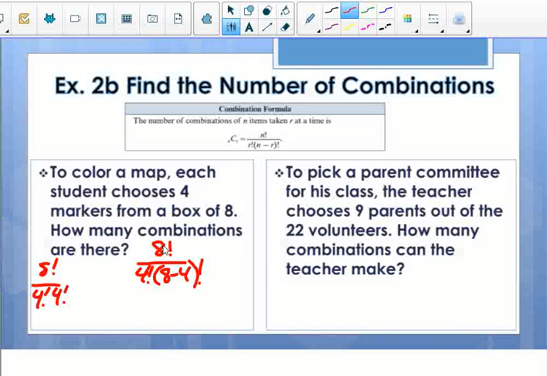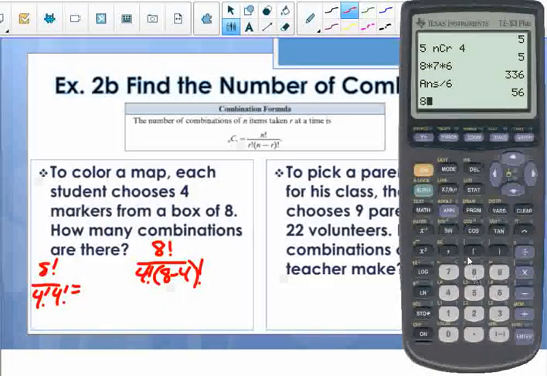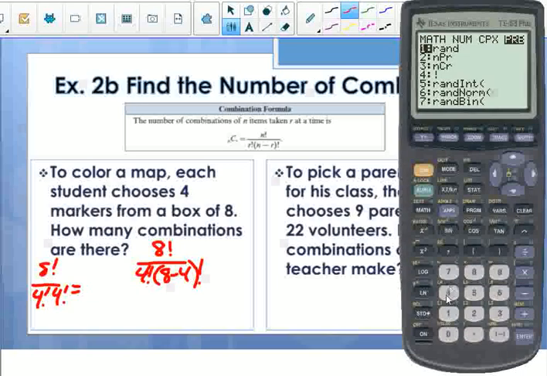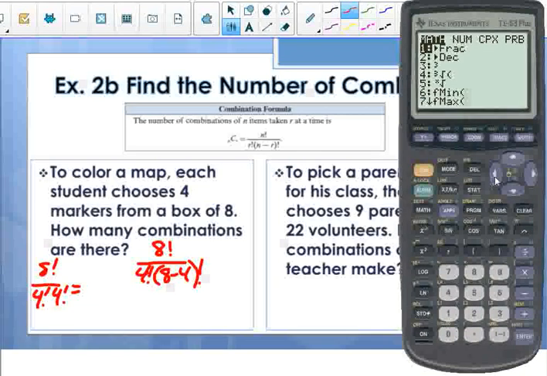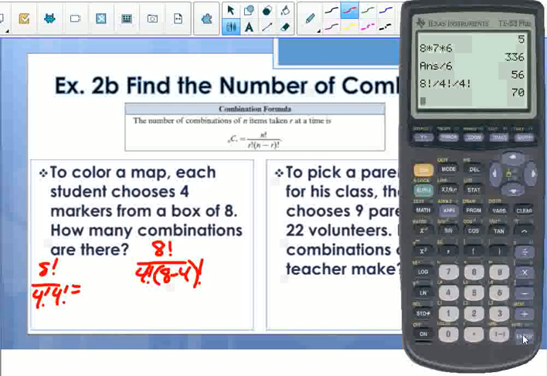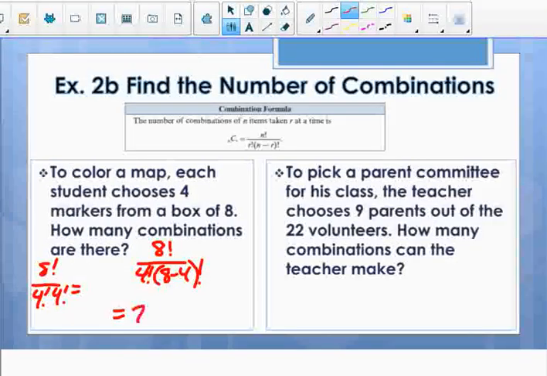Now, do not add 4 plus 4 and say 8. 8 factorial divided by 8 factorial is 1. Don't do that. Okay? This is really saying 8 times 7 times 6 times 5 times 4 and so on. So a quicker way to solve this one on our calculator, we'll just do 8, hit math button, number 4, divided by 4 factorial, divided by 4 factorial. And this would give you a total of 70.